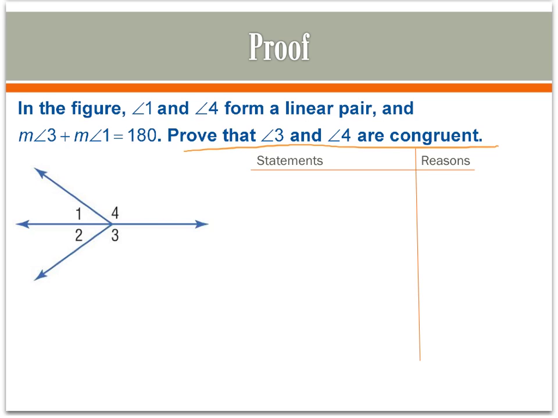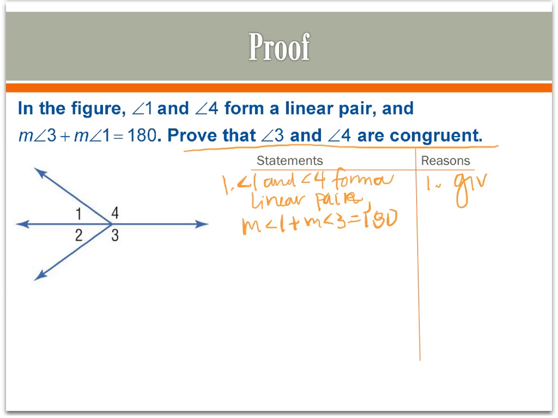What we want to prove is that angle 3 and angle 4 are congruent. So we're going to start by stating our givens. So we are given that angle 1 and angle 4 form a linear pair. We are also given that the measurement of angle 1 plus the measurement of angle 3 is equal to 180 degrees. And our reason for this step is given. That's the information that we are given in there.